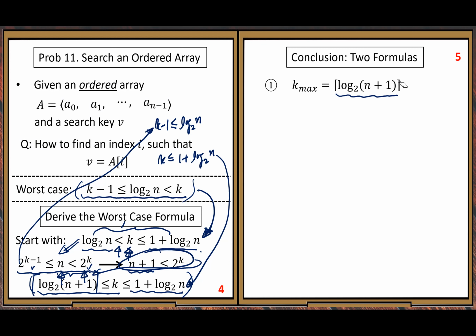Can we use the upper bound function? The upper bound is greater or equal to K, so we should use the floor function here. So our second formula, K max, there is another representation. K max equals 1 plus the floor function of log base 2 of n. These two formulas look different, but they have the same value.